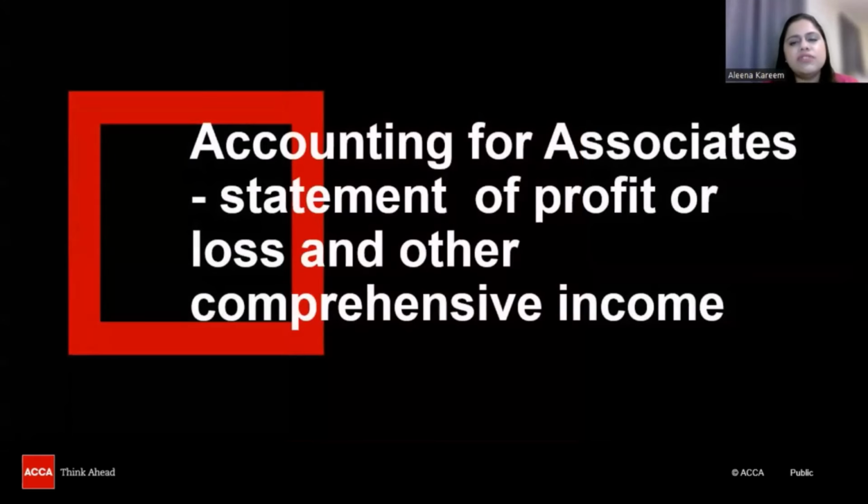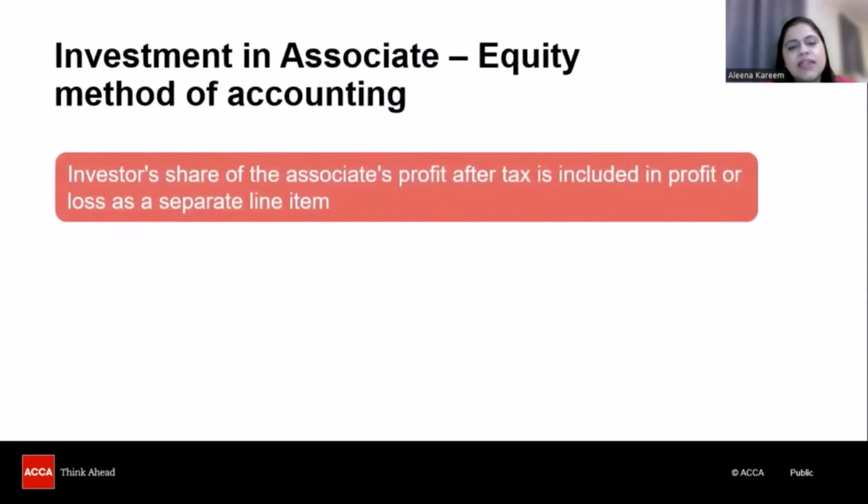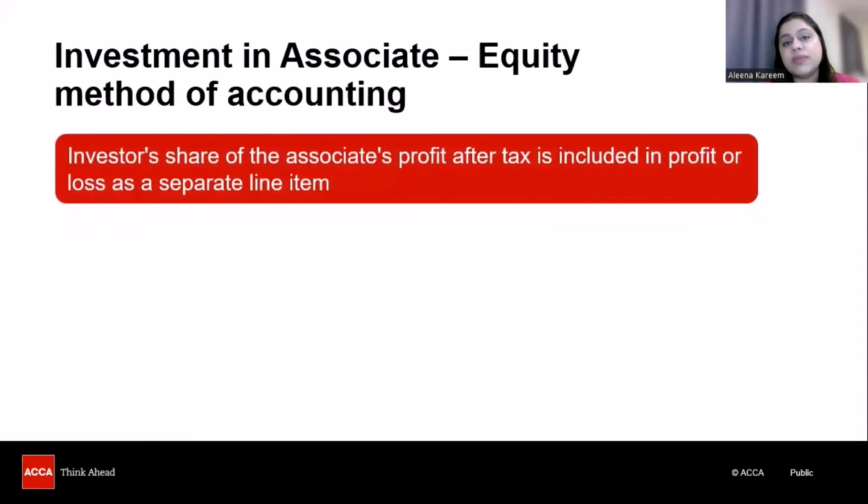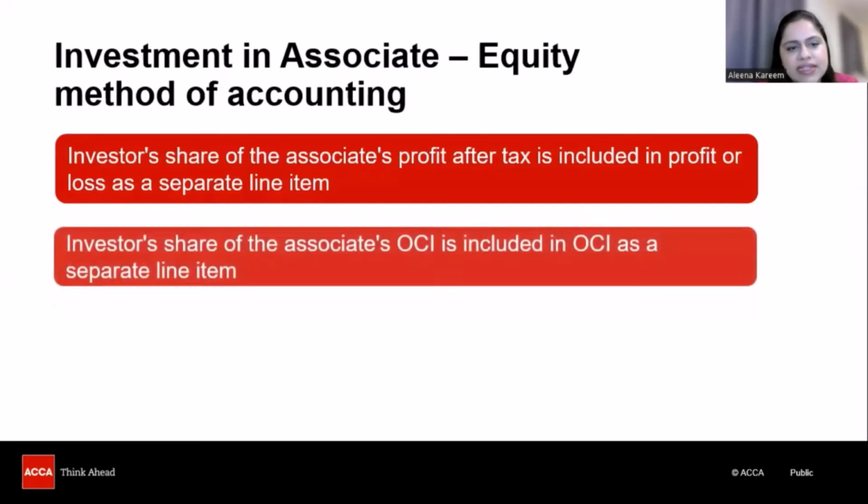Now moving on to the accounting of associates in case of statement of profit or loss and other comprehensive income. Now, in this case, once again, our life is much easier because the treatment is much simpler as compared to the subsidiary company. Starting off with the investor's share of the associate company's profit after tax is taken up. No line-by-line addition. We just take up the associate company's profit after tax or loss after tax, and we apply the percentage holding to it, make a couple of adjustments, and then that is something which is going to be shown as a separate line item in the consolidated statements.